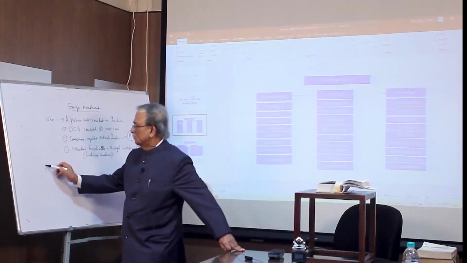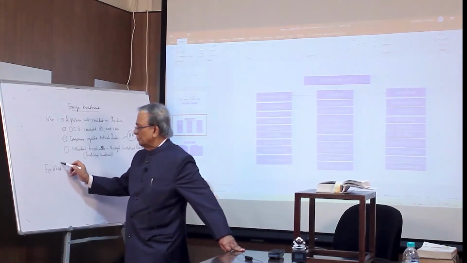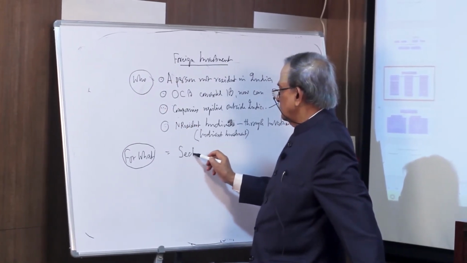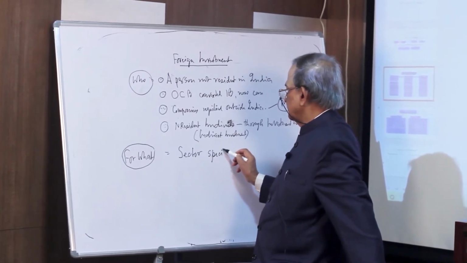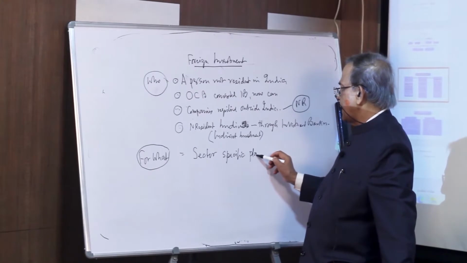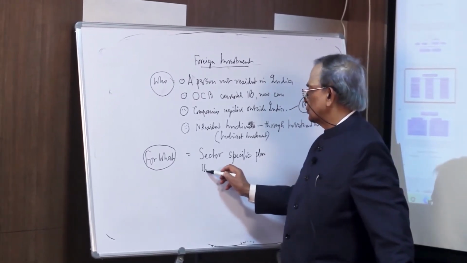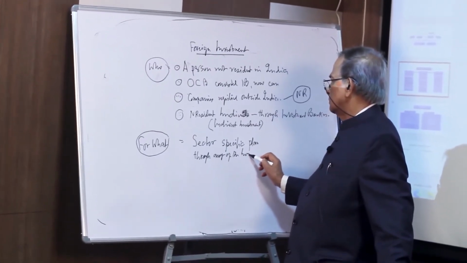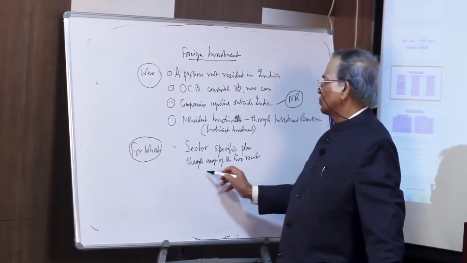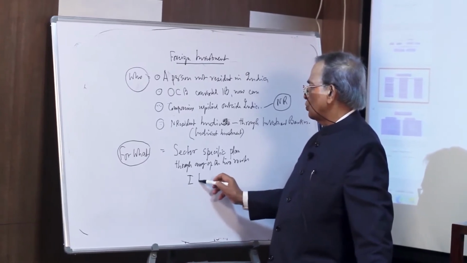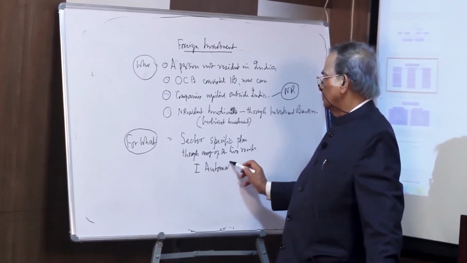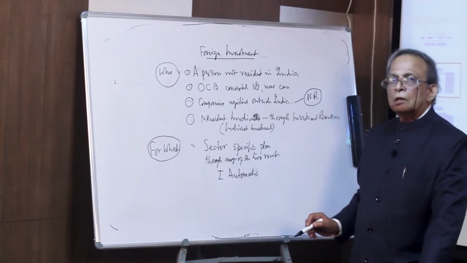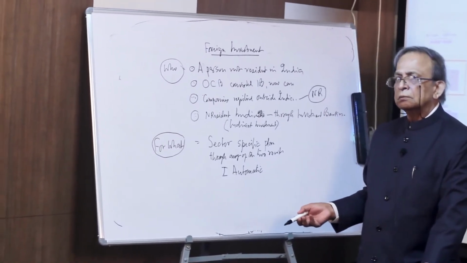Foreign investment for what? It is called a sector-specific plan through routes, any of the two routes. There are two routes. Number one is called the automatic route. Automatic means you do not require anybody's permission, nothing. You can directly do it.